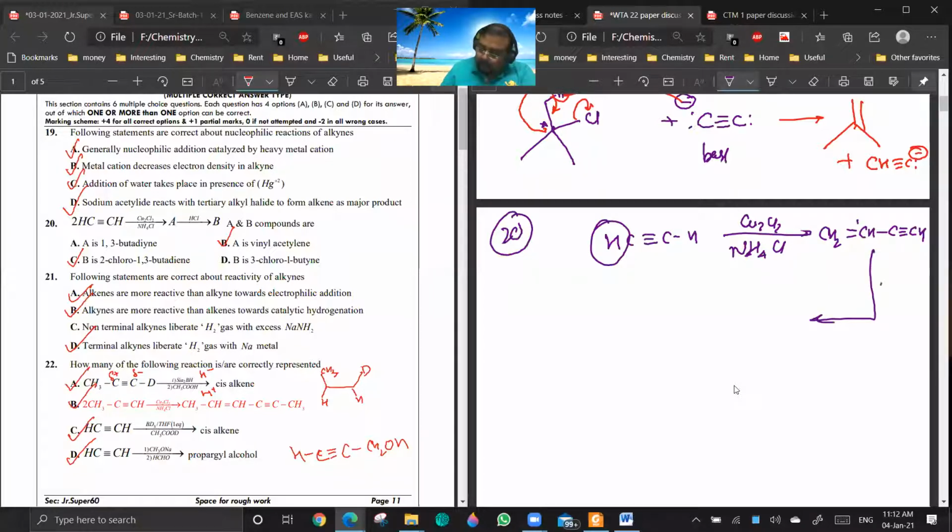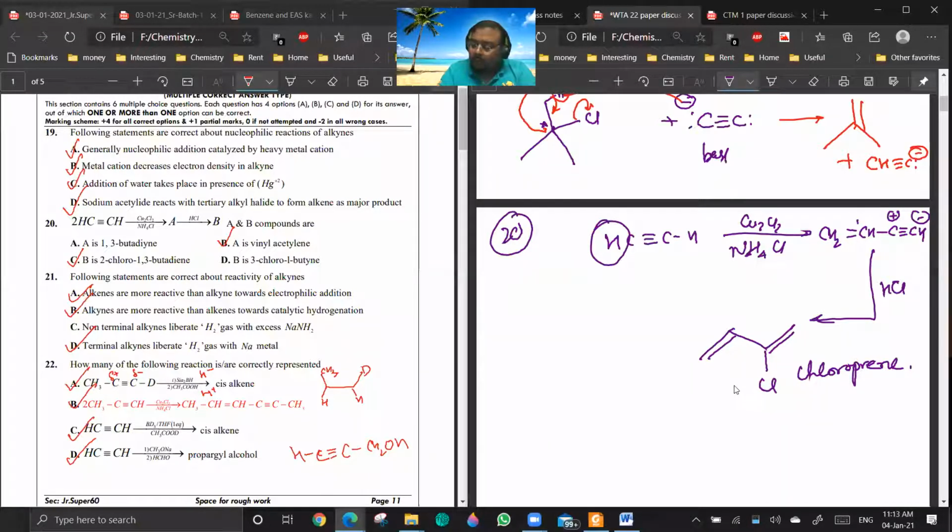If you're treating it with HCl, I have told you that if the alkyne is conjugated, it will react faster because the product will be a conjugated diene. This is plus and this is minus. So you'll be getting the product, 2-chloro-1,3-butadiene. This is chloroprene, the monomer for synthetic rubber. Is it clear? Any other doubt in this question?